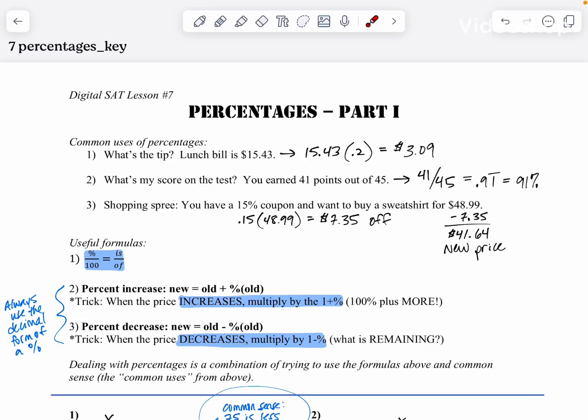All right, hey you guys, we are doing SAT lesson number 7 today. This is percentages. This is part 1.